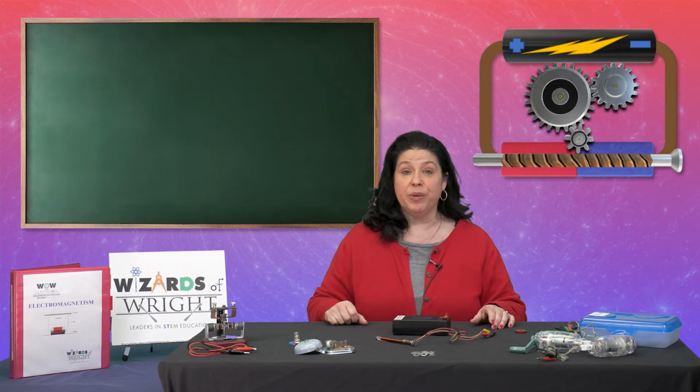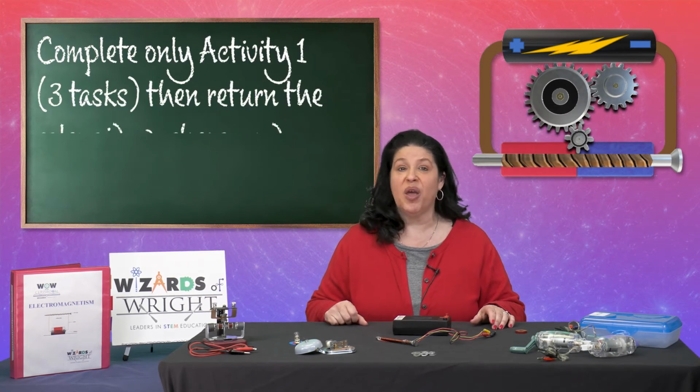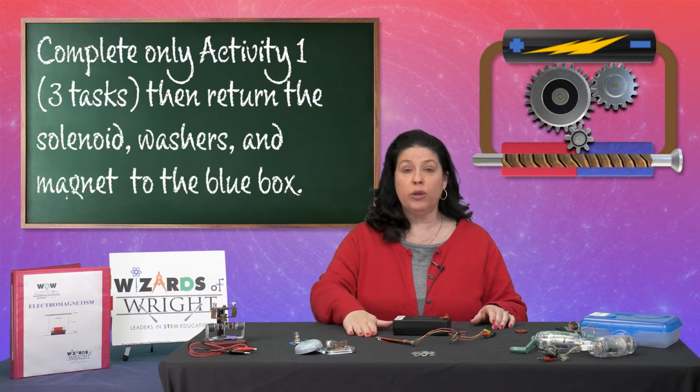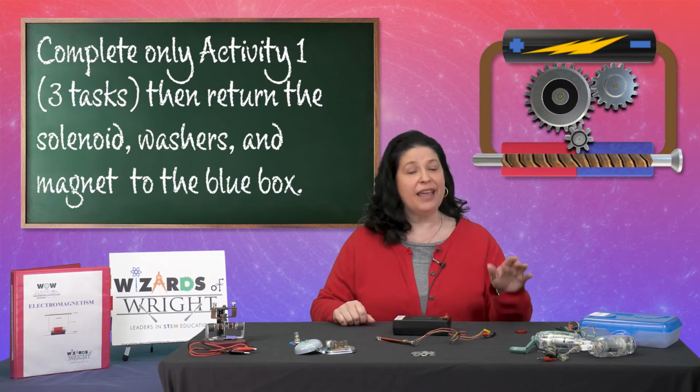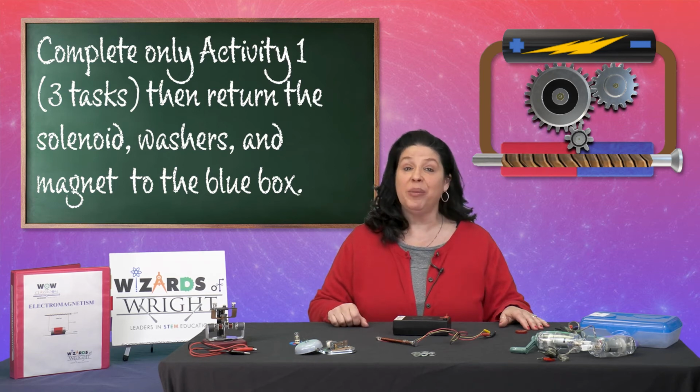I'll wait while you complete only activity number 1, which includes 3 tasks. When finished, they can put the solenoid, the baggie of washers, and the donut magnet back in the box. They won't be needed anymore. I'll meet you back here with the next set of directions.